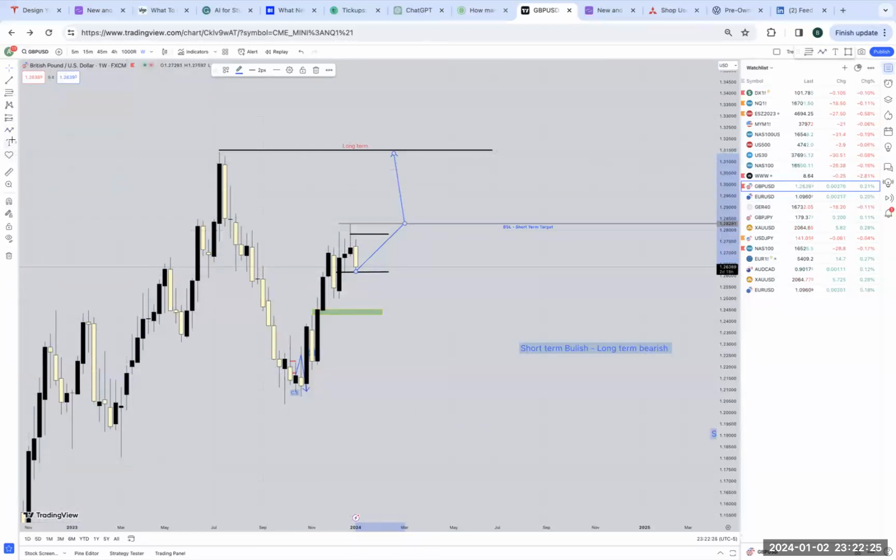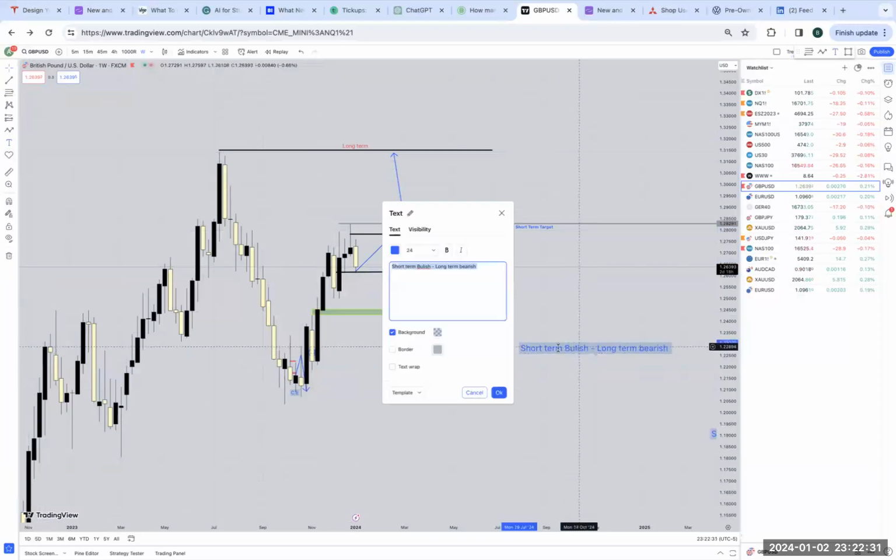So again, trend for GBP is going to be bullish.